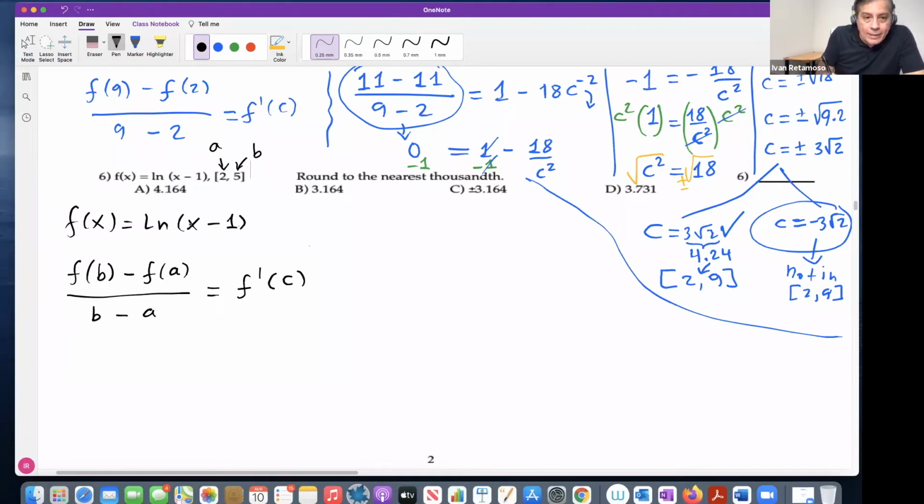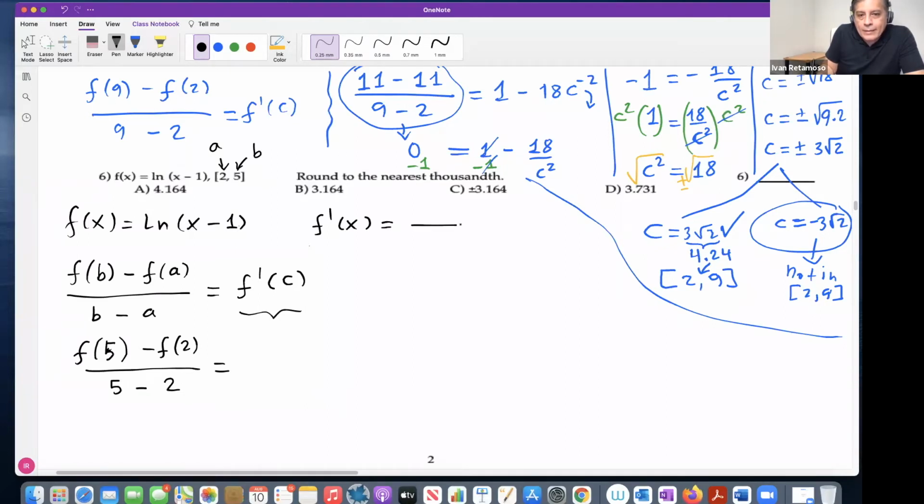So b is 5, so we have to evaluate that 5 first evaluation, then evaluate our function at a, which is 2, then take the difference between the input values 5 minus 2, and that should be equal to the derivative evaluated at c. But if the function is this, anyone could tell me what is the derivative? Hint is going to be like a fraction. But what is the fraction? It's 1 divided by x minus 1.